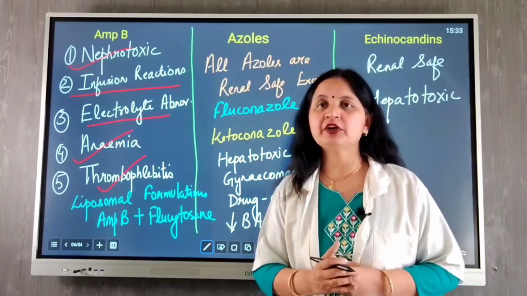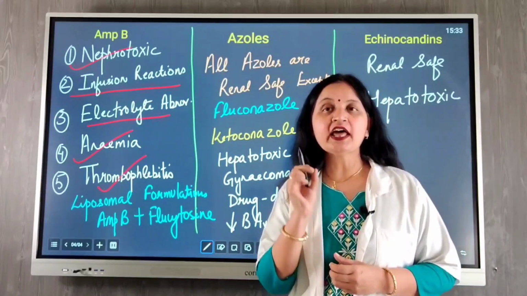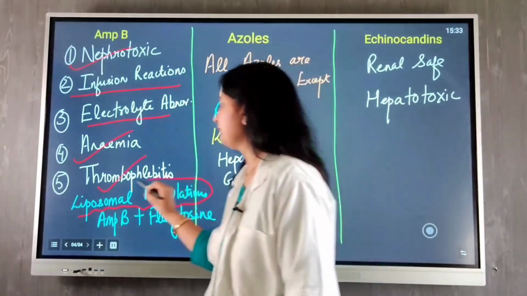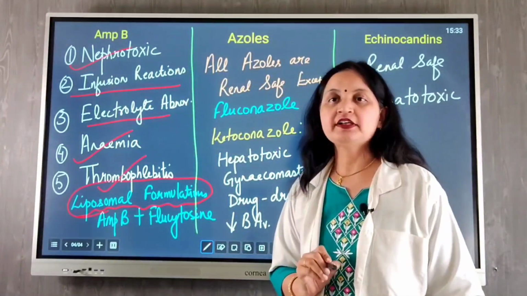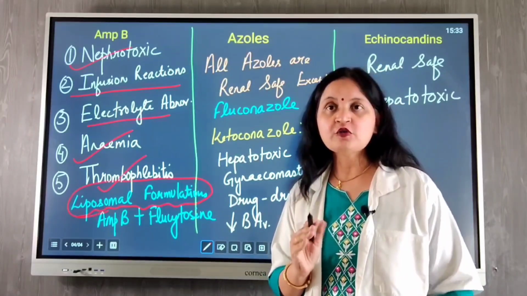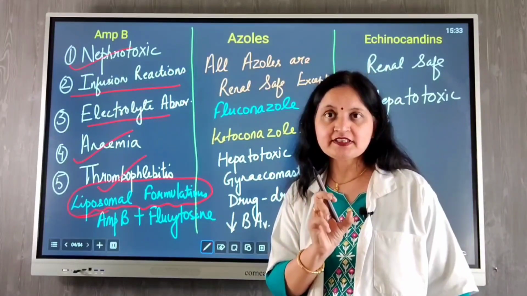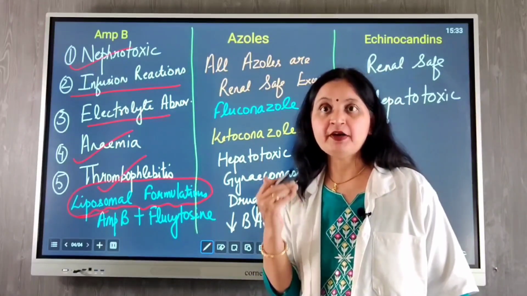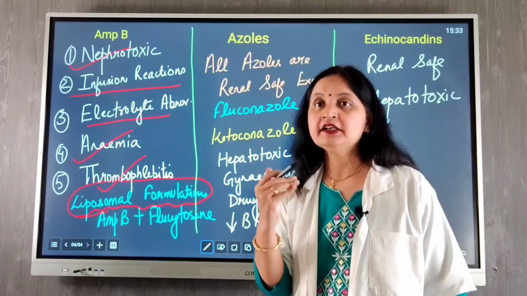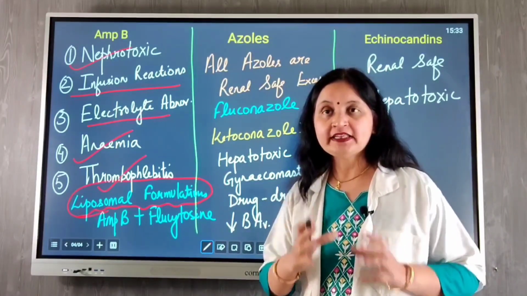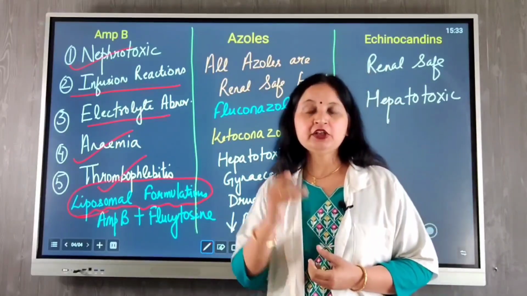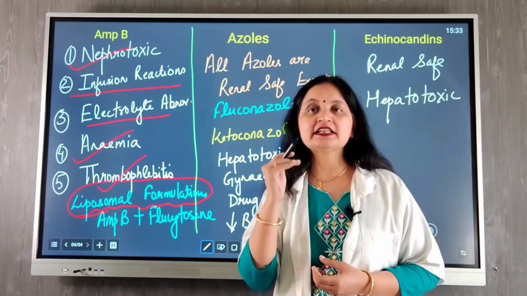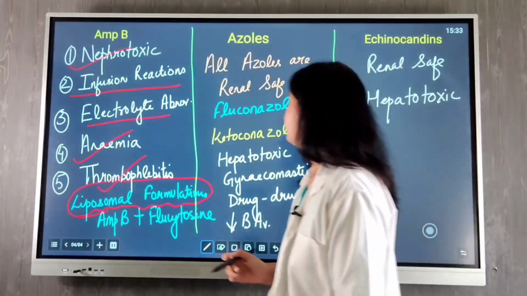So how do we overcome the drawbacks of amphotericin B? By giving liposomal formulations of amphotericin B. So liposomal formulations of amphotericin B decrease the side effects, decrease the toxicities. Also for treating cryptococcal meningitis, amphotericin B can be combined with flucytosine for synergistic action. Remember, flucytosine is a DNA synthesis inhibitor, decreases the multiplication of fungus. So when given in combination with amphotericin B, the dose of amphotericin B can be reduced, and this decreases the toxicity, this decreases the side effects associated with amphotericin B.